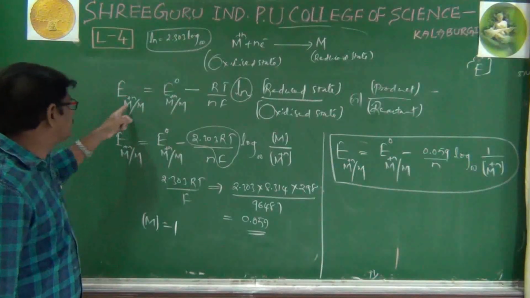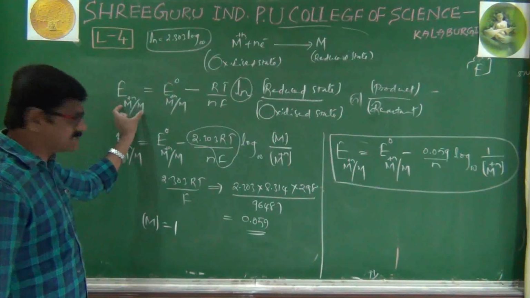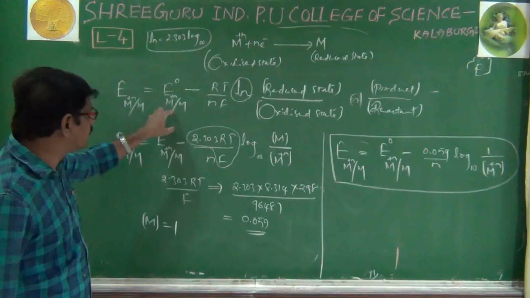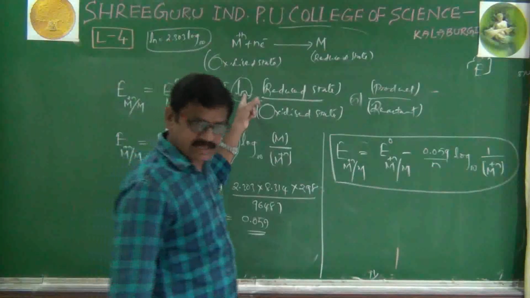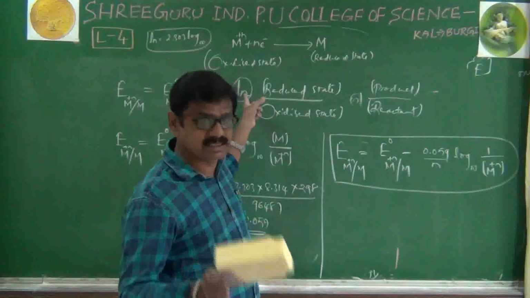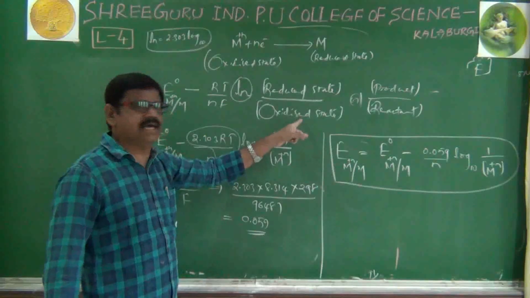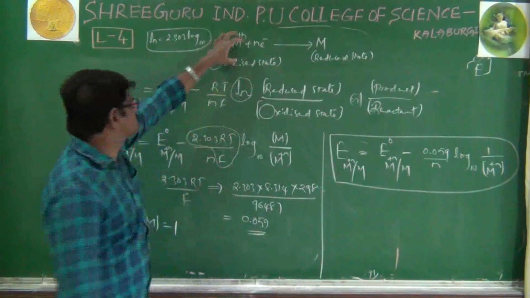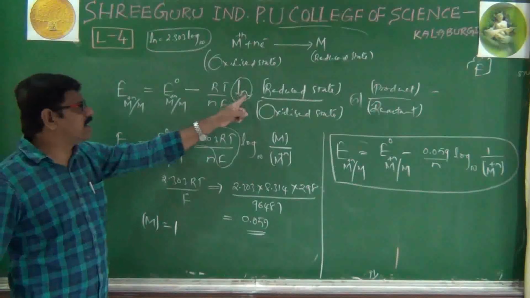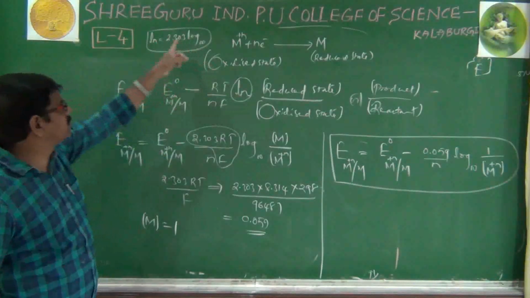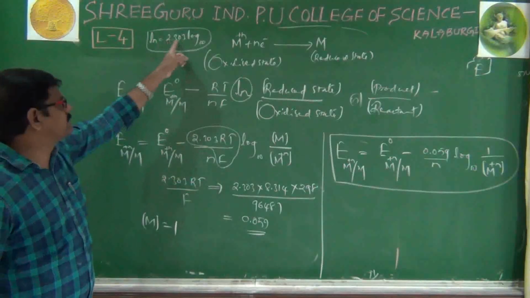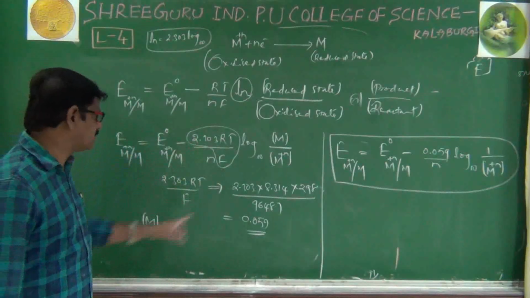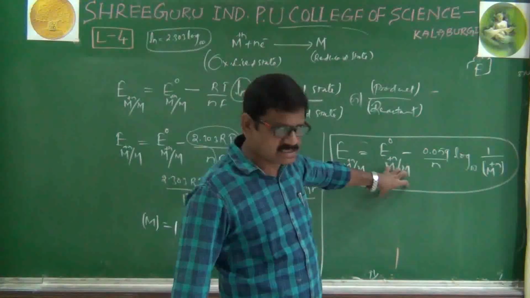E of M^n+ oblique M, the reduction symbol, because we are calculating reduction potentials only, is E naught minus RT by nF ln of reduced state by oxidized state, or product by reactant concentration. If you substitute these values, and convert ln, which is log base e, into log base 10 by multiplying with 2.303, then simplify all these values with metal concentration as 1, we finally get the Nernst equation like this.